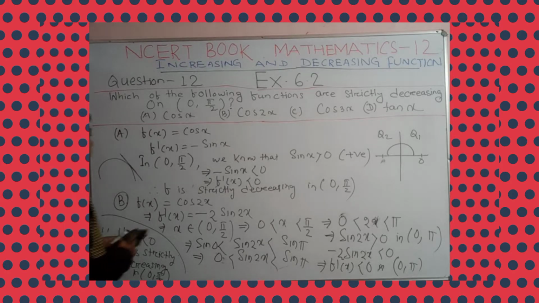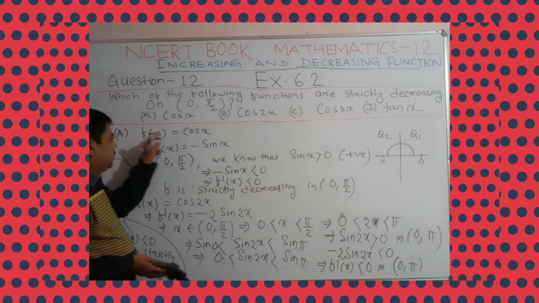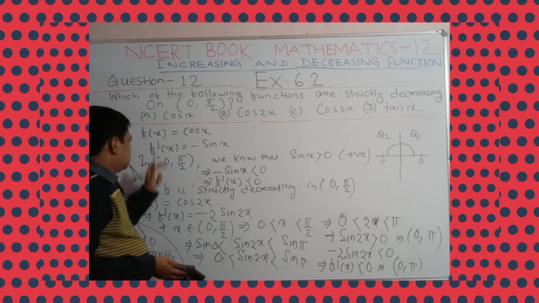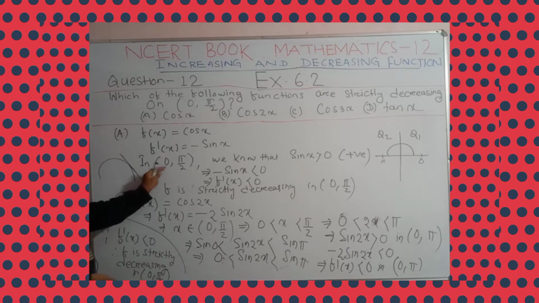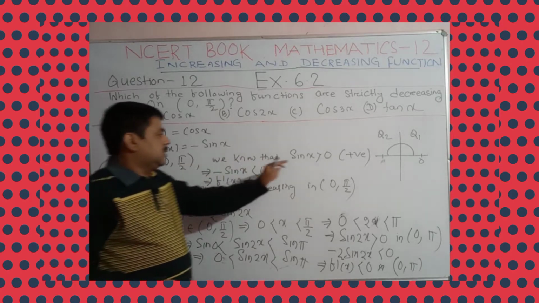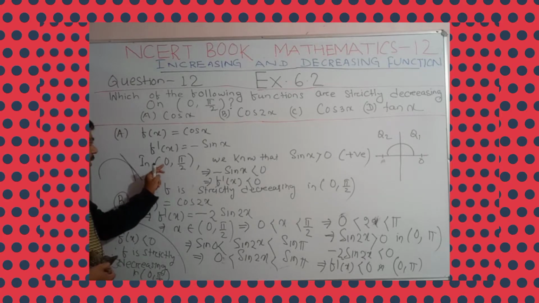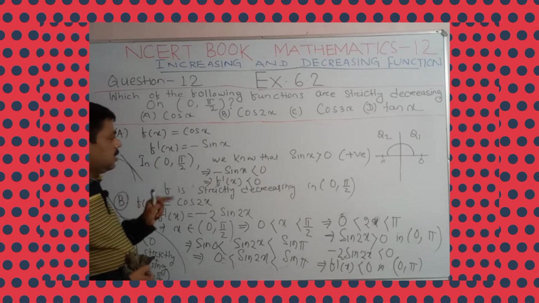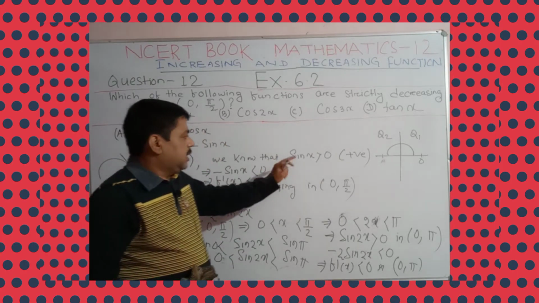Let's see. Understand this first and second bit. Let's see once again. Here f(x) is cos x, so the derivative is minus sin x. This is the slope of the function. Now in the interval 0 to pi/2, we know that sin x is greater than 0. Why? Because the angle lies in the first quadrant. In the first quadrant, sin theta is always positive. So sin x is always positive. That's why sin x is greater than 0.